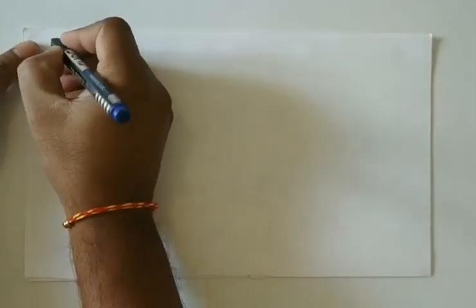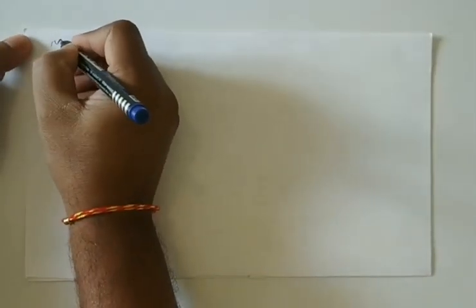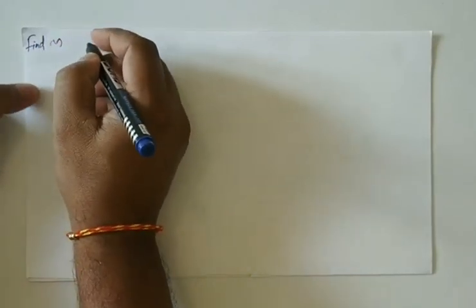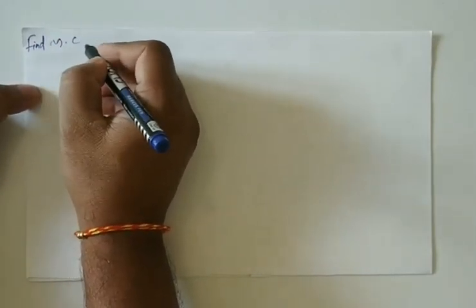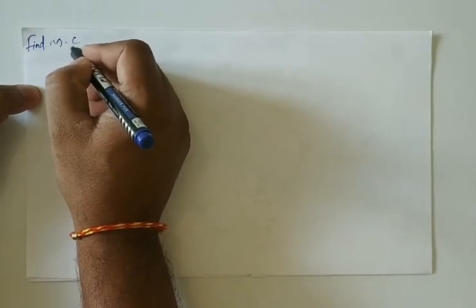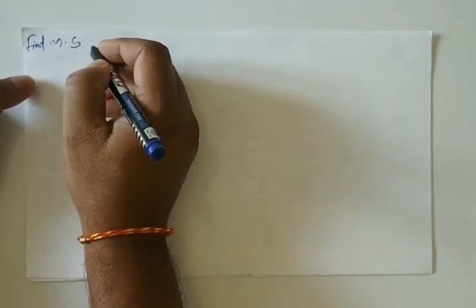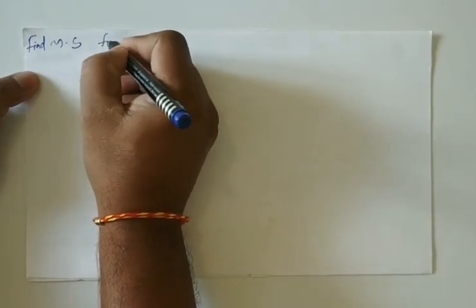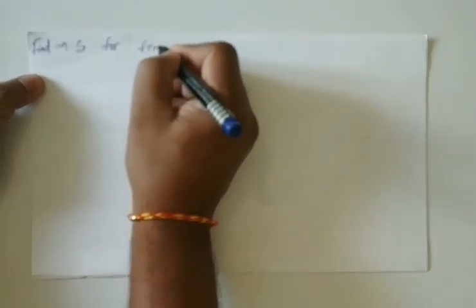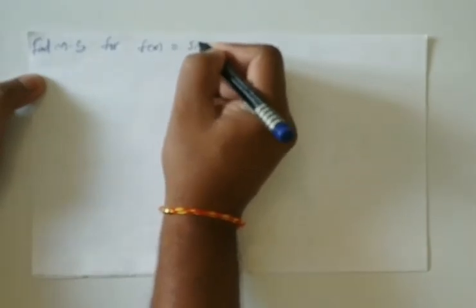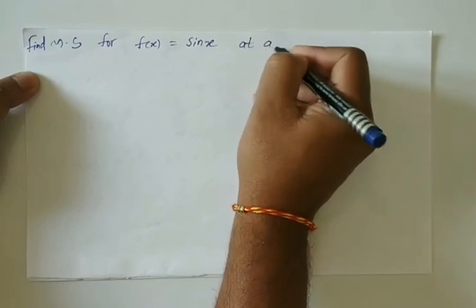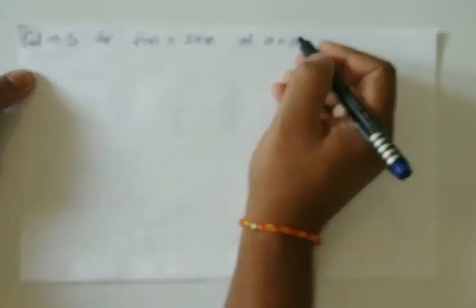Write down students problem. Find Maclaurin series, MS. Sorry, MS means Maclaurin series, for f of x is equal to sin x at a is equal to 0.